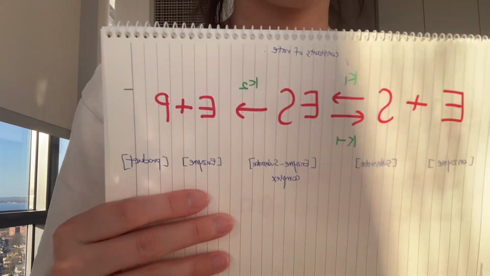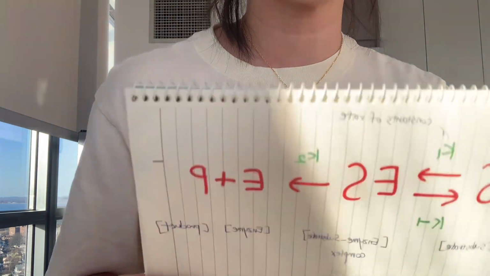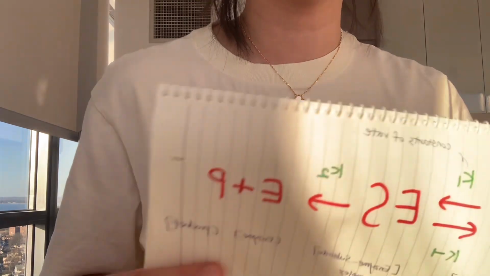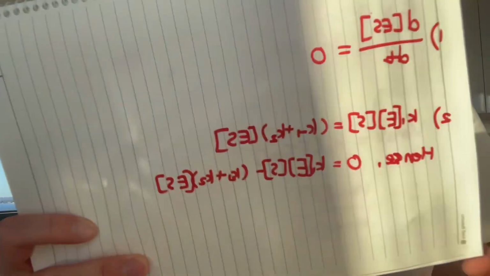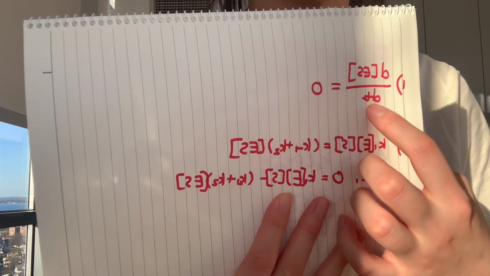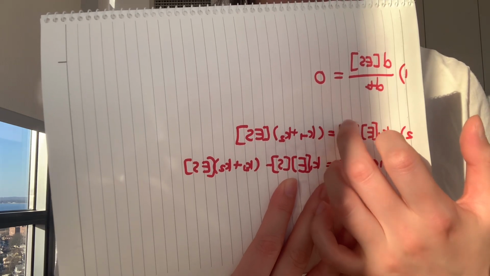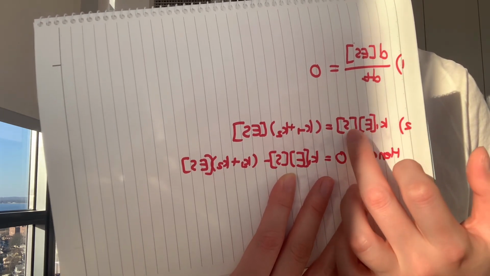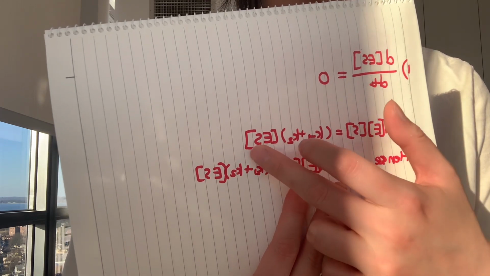Step 2, steady state assumption. In the steady state, the formation rate of ES equals its breakdown rate, meaning the concentration of ES remains constant over time. Thus, we write the steady state condition as d[ES]/dt equal to 0, leading to the equation k1 [E][S] equals (k-1 plus k2) [ES].